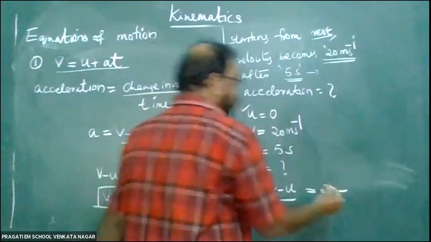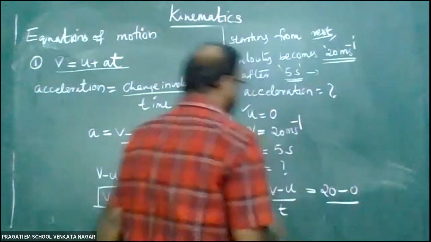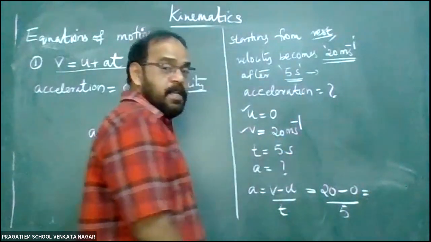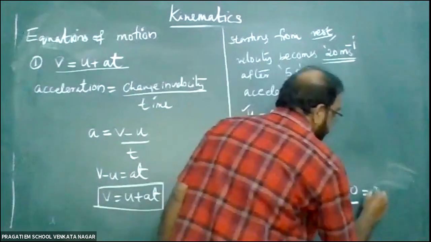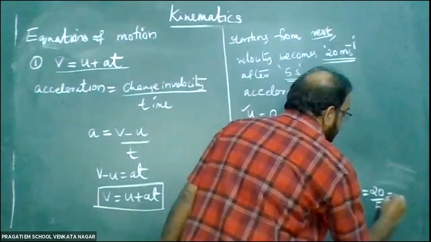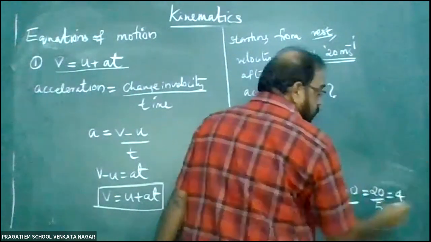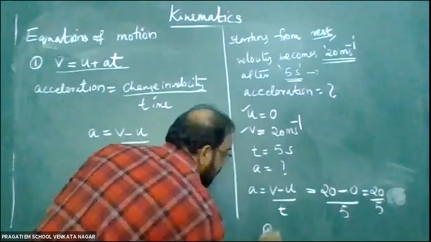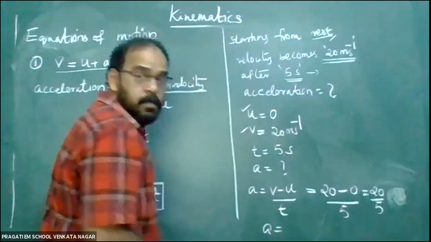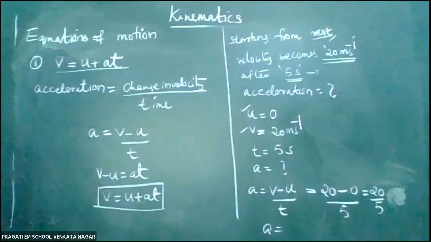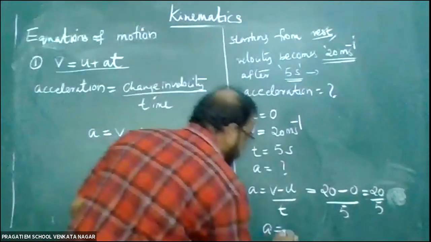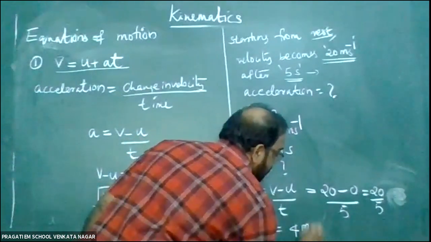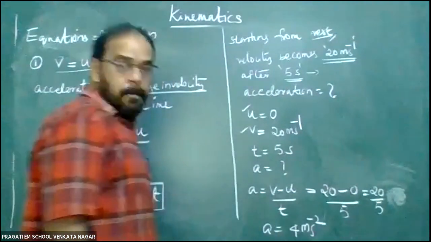20 minus u is equal to 0, by time is 5. So the answer will be 20 minus 0, 20 by 5, is equal to 4. So when we are writing the final answer, you should express it with units: 20 by 5, 4 meter per second square.